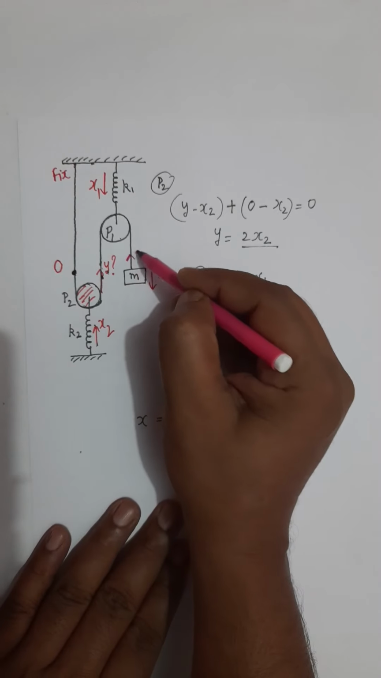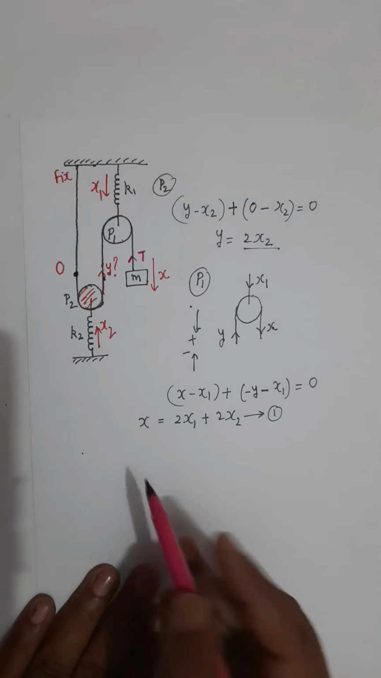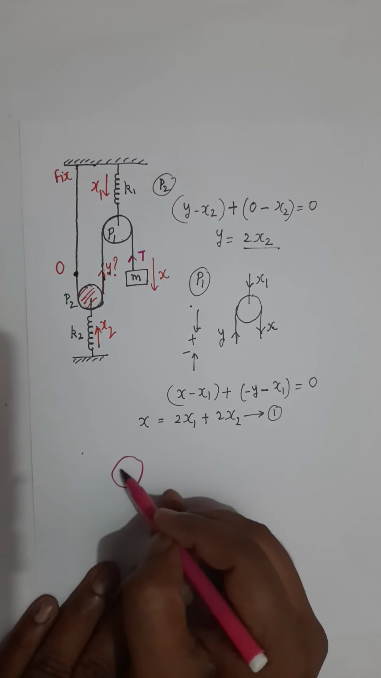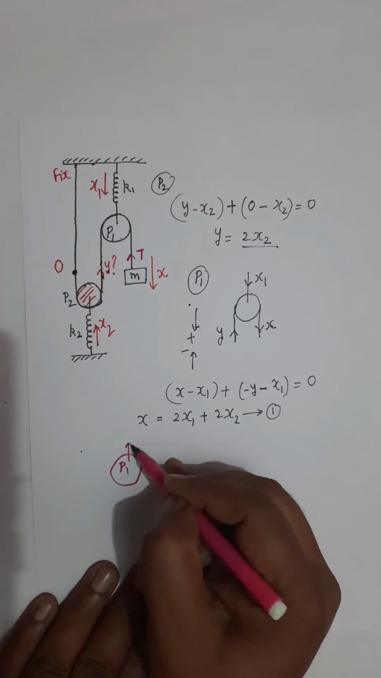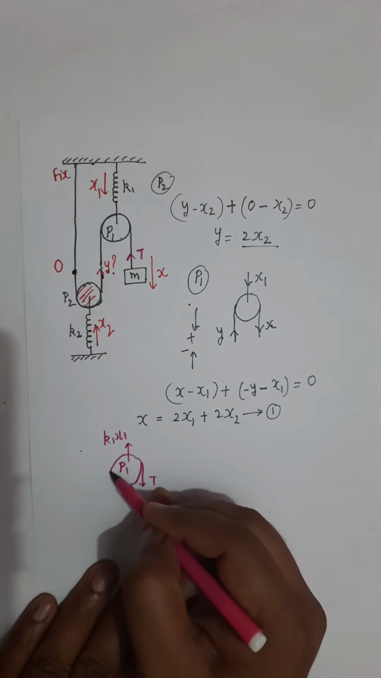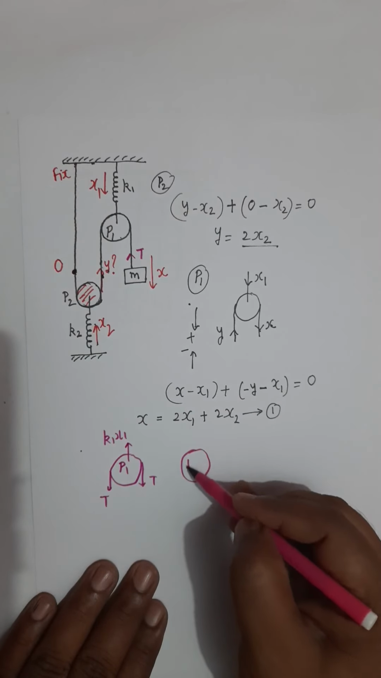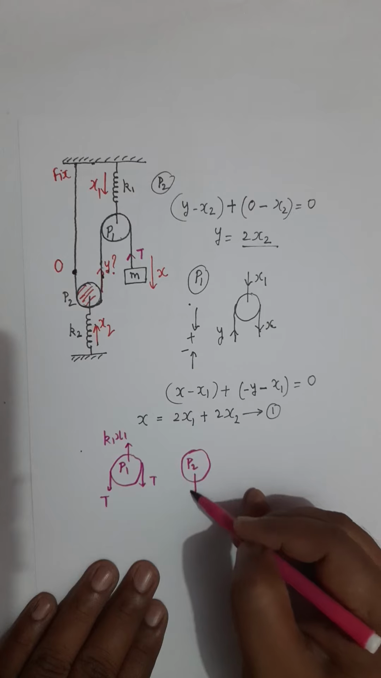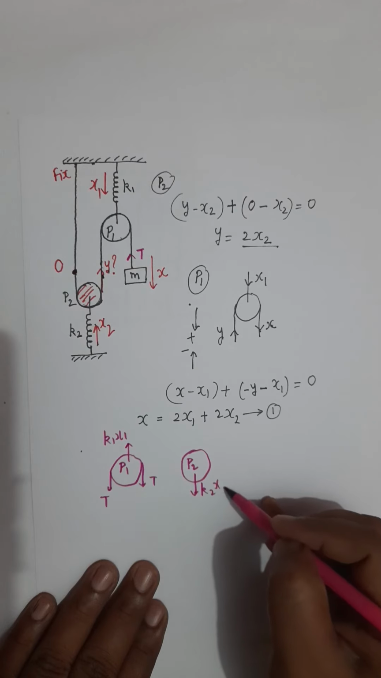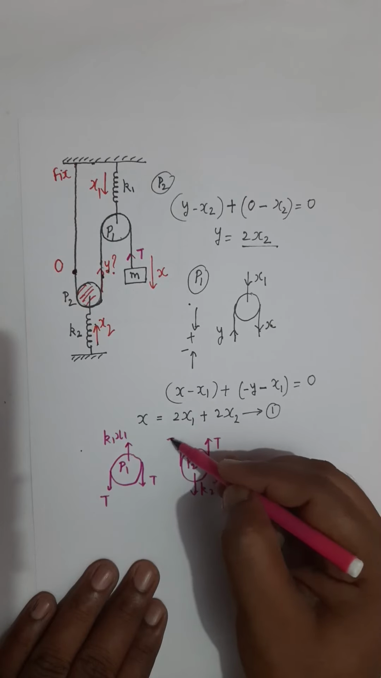If tension is the force in this string, then for pulley 1, if I draw the free body diagram, pulley 1 will have a force k1 x1 in this direction, tension in this direction and tension in this direction, whereas pulley number 2 will have a force k2 x2 in the downward direction, tension T in this direction and tension T in this direction.